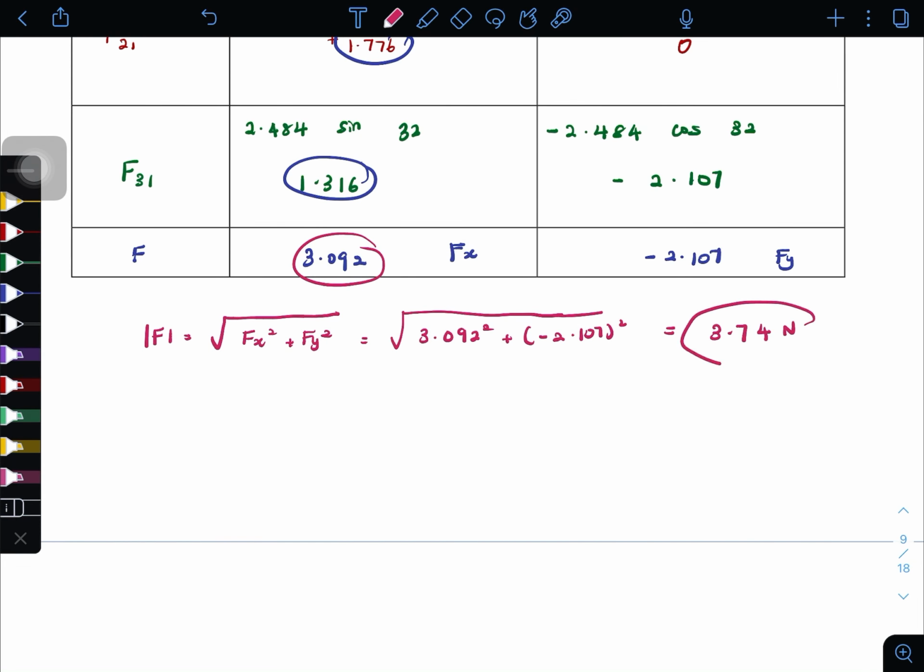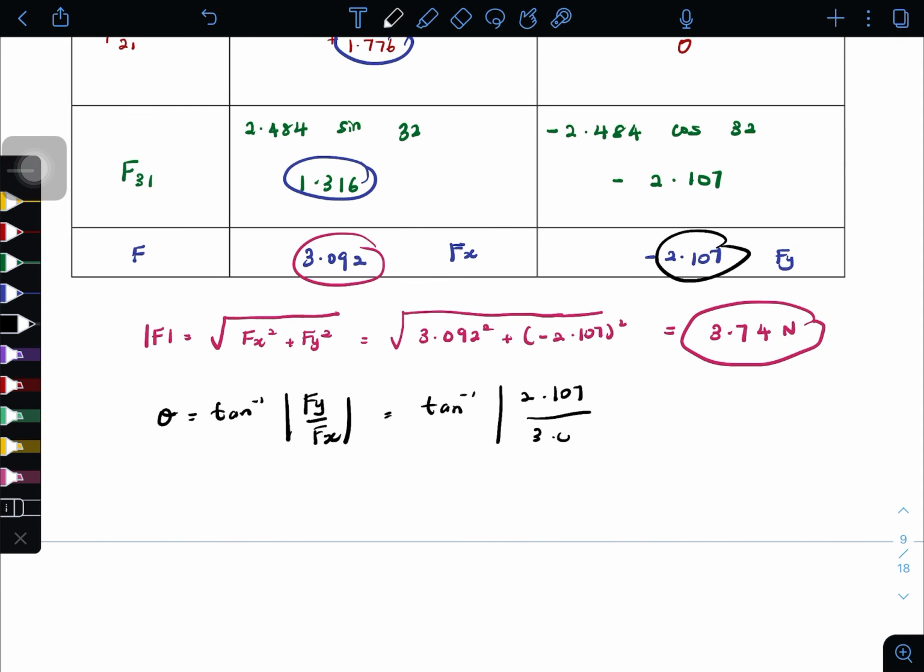Yang ini baru dapat magnitude, but we need to find the direction. So to find the direction, we use the formula theta is equals to shift tangent modulus fy over fx. So shift tangent modulus fy, negative ignore sebab dia modulus, 3.092, so kita akan dapat 34.27 degree below positive x axis. So that's for example 7. Thank you.